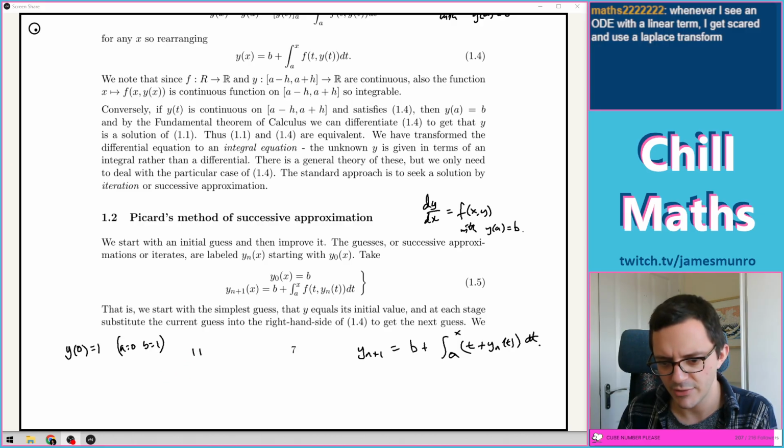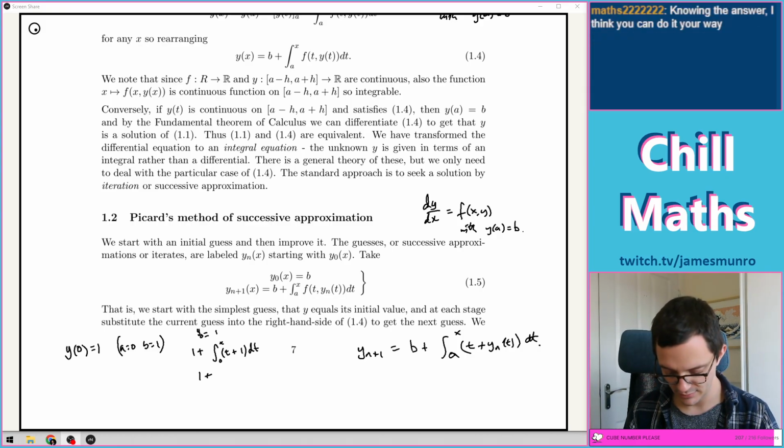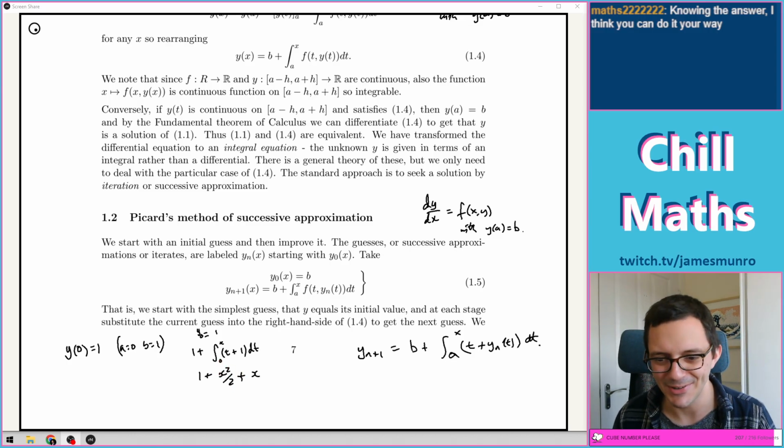So then what do I have to do? I have to do 1 plus the integral of, so my first guess is 1, constant function. Yeah, I think I can do this. T plus 1 dt. So I start off with a really boring thing to integrate from 0 to x. So we'll get something that depends on x now. It will be 1 plus x squared over 2 plus x. And having 0 down here is very helpful for me being able to integrate polynomials.